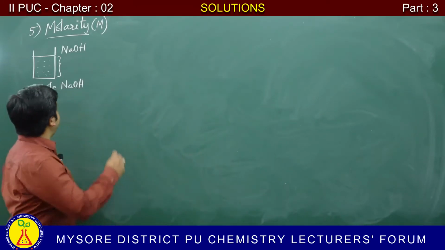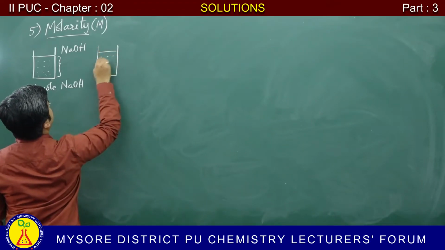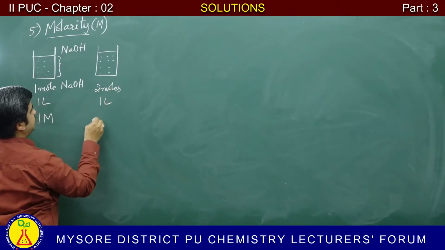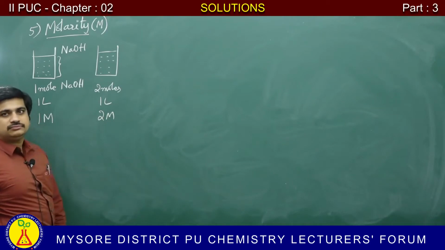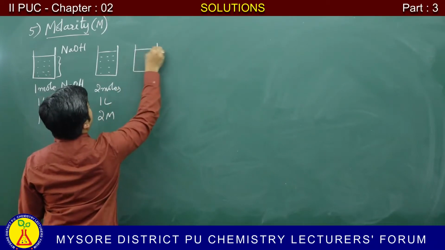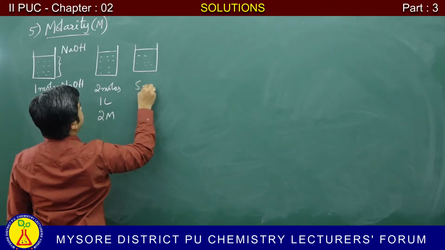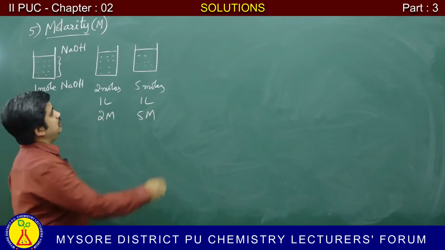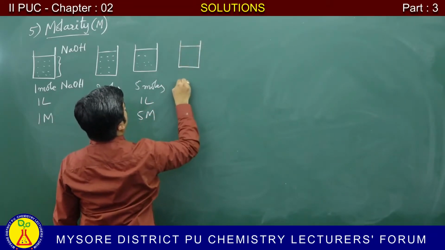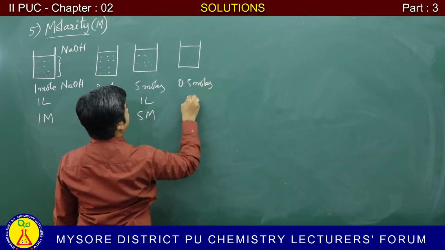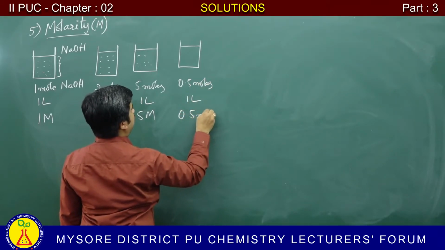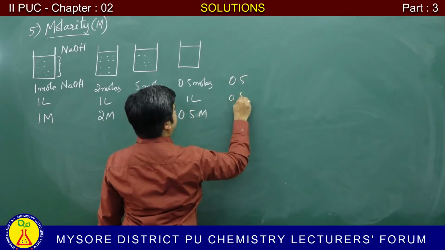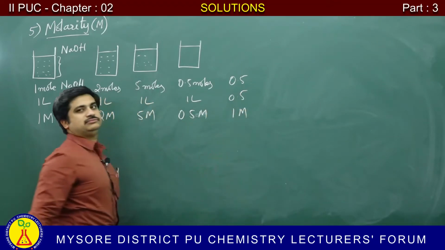Okay, supposing we have another solution, same sodium hydroxide, I have 2 moles in 1 liter, then concentration will be 2 molar. Similarly, if I have 5 moles in 1 liter, the concentration will be 5 molar. Similarly, if I have 0.5 moles in 1 liter, concentration will be 0.5 molar, or 0.5 moles in 0.5 liters, it will be 1 molar.